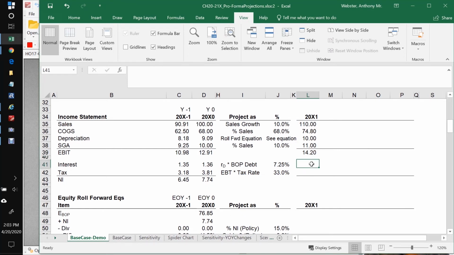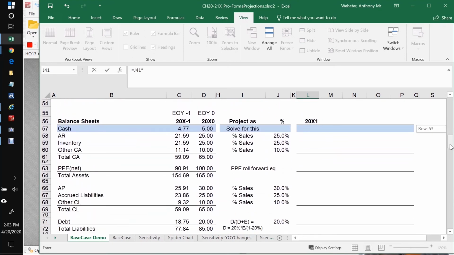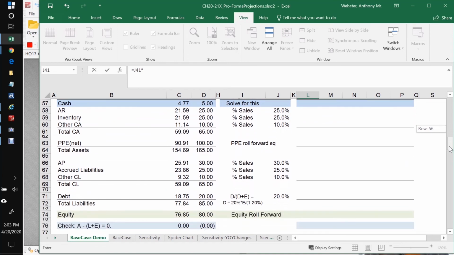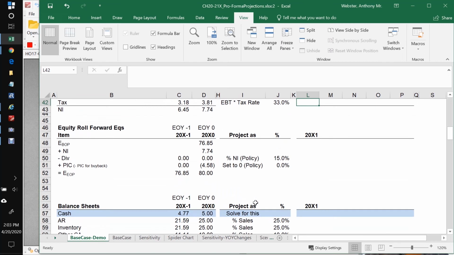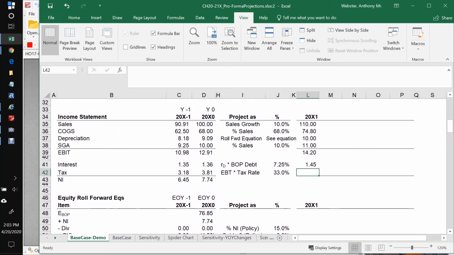All right, so now my interest, the pre-tax interest rate is 7.25% for these guys. So I'm just going to take that, and I want the beginning of period debt, so I'm going to have to find my balance sheet here. Okay, and here's the beginning of period debt. So I multiply 7.25% by 20 and I get 1.45.